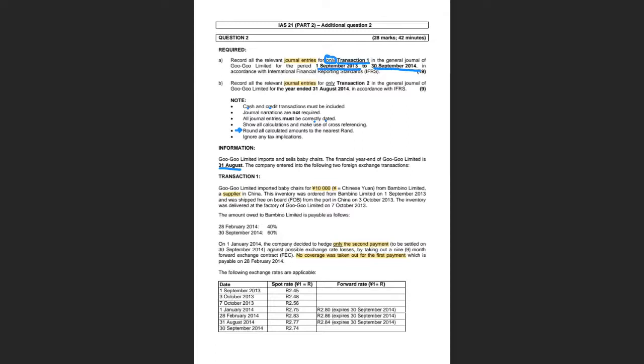And then we only settle, we don't know the settlement date yet. We only need to stop journalizing on the 30th of September after year end. So let's see if we can identify what's happening.